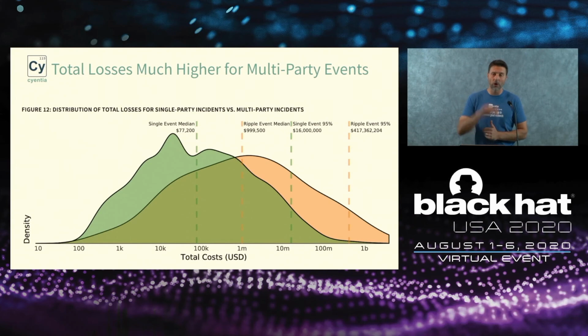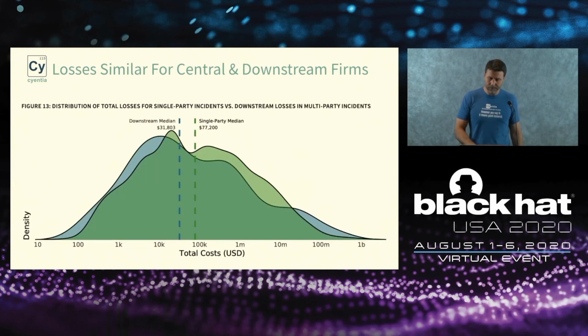If you compare that to the orange mound there for the Ripple events, multi-party events, the median was $1 million, and the extreme right tail or 95th percentile is $417 million. So clearly, not even in the same ballpark, orders of magnitude higher cost for these multi-party incidents than the single-party events. And this is admittedly cheating a little bit because we're summing losses for multiple organizations for those multi-party events. But I think it also, at the same time, accounts for their greater community or societal impact because they do have a larger impact on the economy.